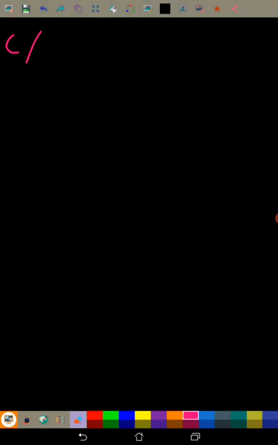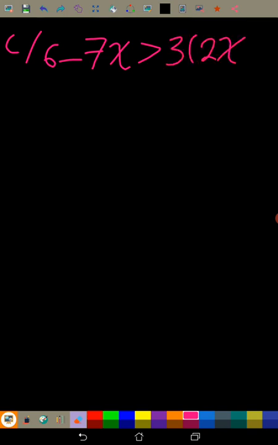Once again, we're talking about inequalities. 6 minus 7x is greater than 3 minus 2x, and then plus 5. Okay, I'm trying to use this fancy x way to write it. It's not natural, of course, but you really have to adapt to new environments, I guess.